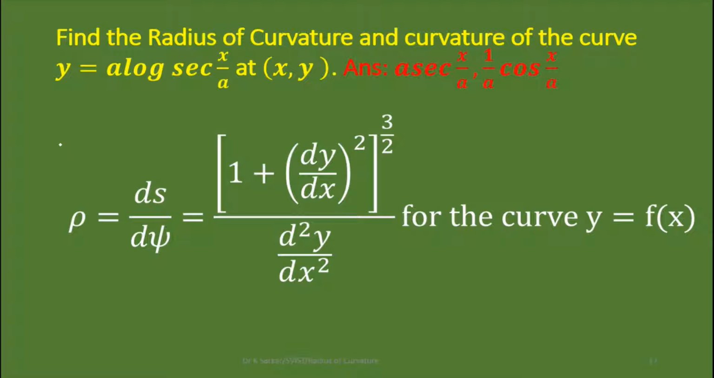This is the request sum from a student. Find the radius of curvature and curvature of the curve y equals a log sec(x/a). We will treat this equation as y equals f(x) form. For that, we will apply this formula: rho equals (1 plus (dy/dx) whole square) power 3 by 2, divided by d2y/dx2.